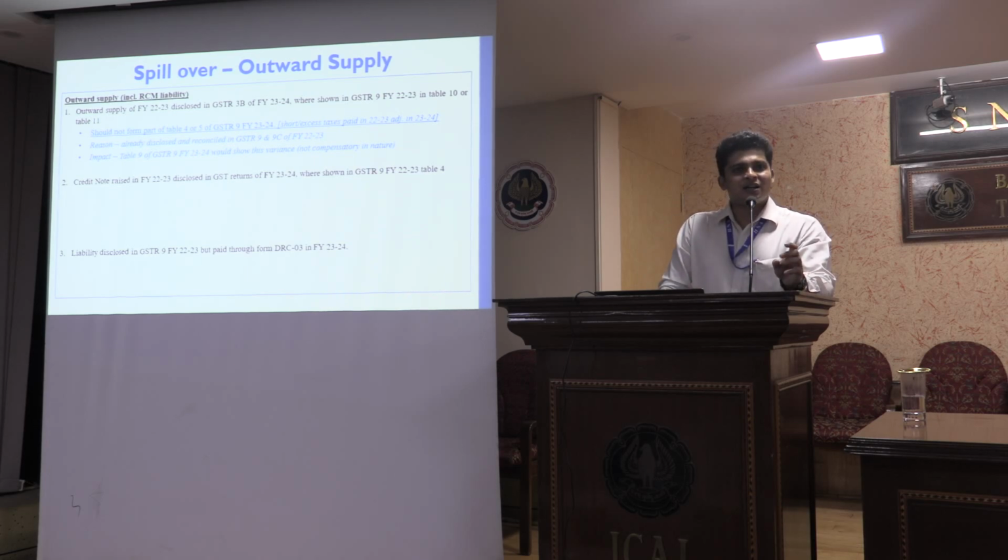So GSTR 9 of 22-23 carried this credit note. In the GSTR 9C of the financial year 22-23, this credit note also would have reflected in the turnover, which means once I include it as part of my table 4 in GSTR 9 of 22-23, my 9 and 9C are matching. What happens to my disclosures here? So what should we do in financial year 23-24?